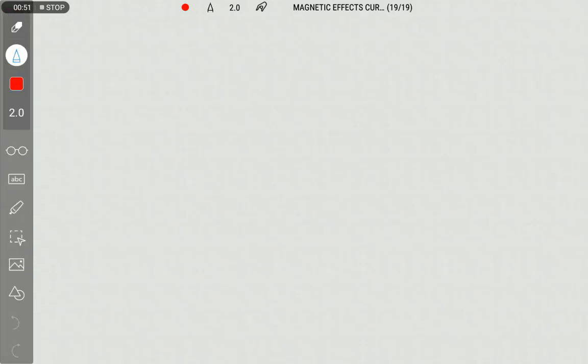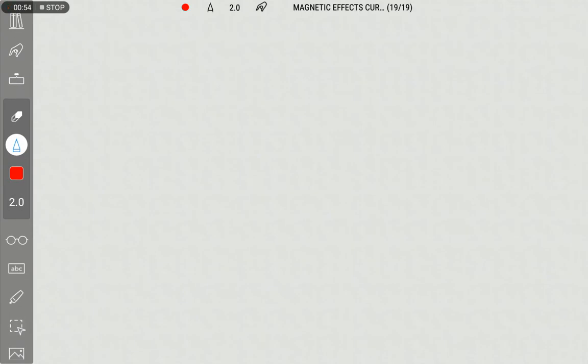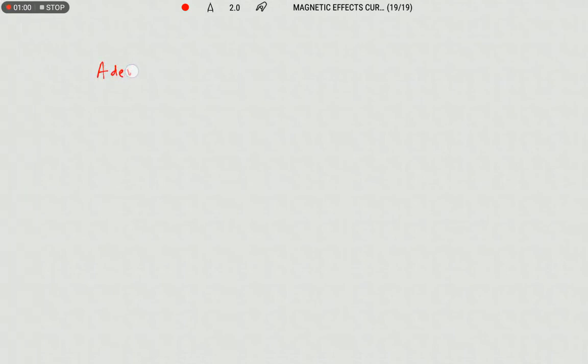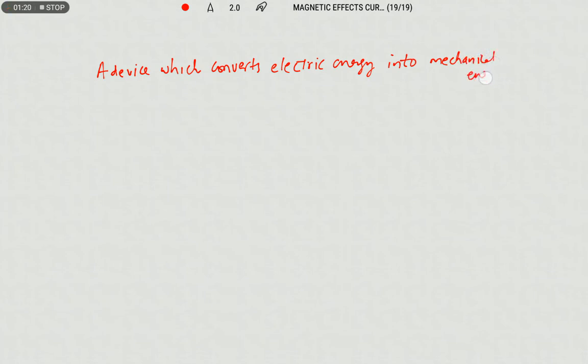First we should know what an electric motor is. An electric motor is nothing but a device which converts electric energy into mechanical energy. Sir, what is the meaning of this? The device is converting one form of energy into another form of energy. What energy are we giving to the device? Electric energy we are giving, which is converted into mechanical energy.